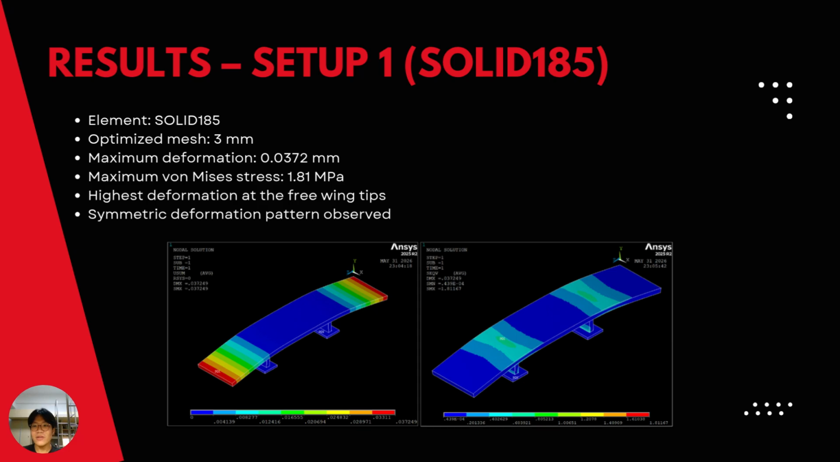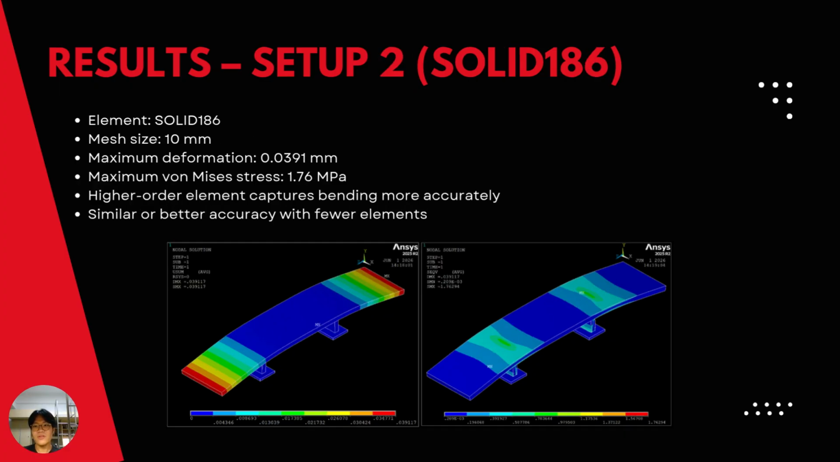For setup 1, using Solid185 with the optimized 3 millimeter mesh, the maximum deformation was 0.0322 millimeter and the maximum von Mises stress was 1.81 megapascal. The deformation contour shows the largest displacement at the free wingtips, which is expected because those are the farthest points from the supports. The pattern is symmetric, which confirms that the load and boundary conditions were applied correctly.